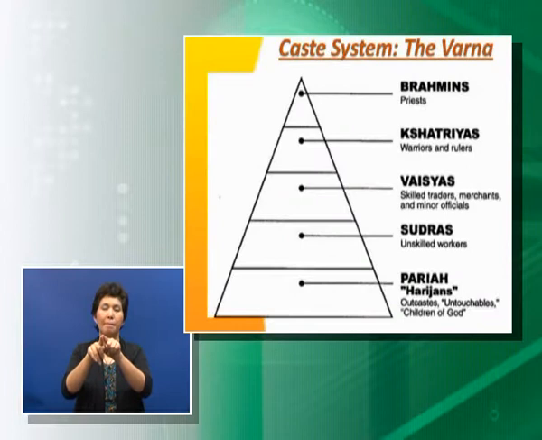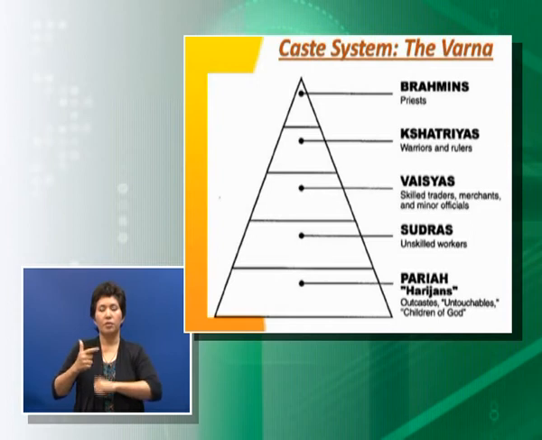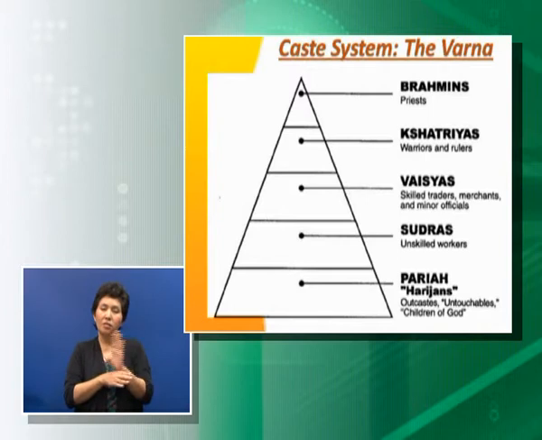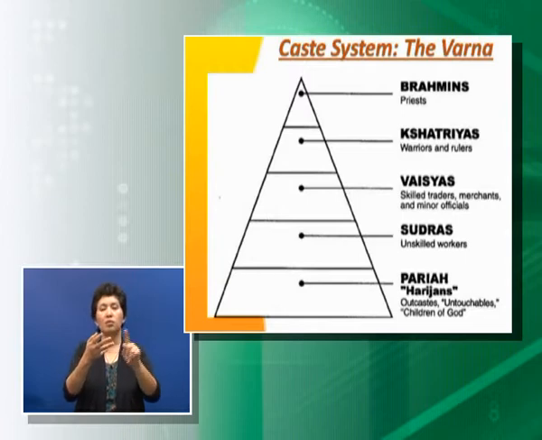Basically, the Brahmins consist of priests. Kshatriyas are the group of warriors and rulers. Vaishyas are the group of skilled traders, merchants, and also minor officials. Sudras are the unskilled workers. Parya or Harijans are the outcasts, whereby sometimes they are also considered untouchables. In their structure, they cannot be together with the other social classes.